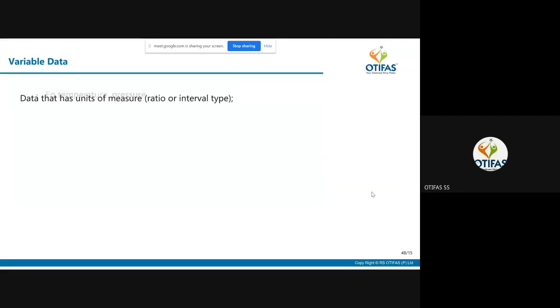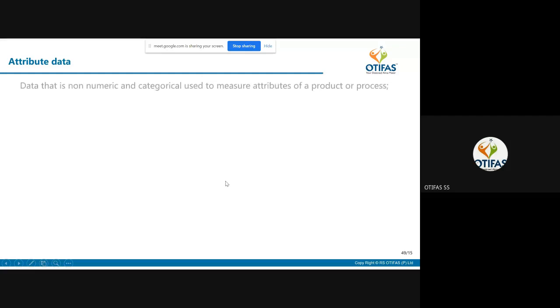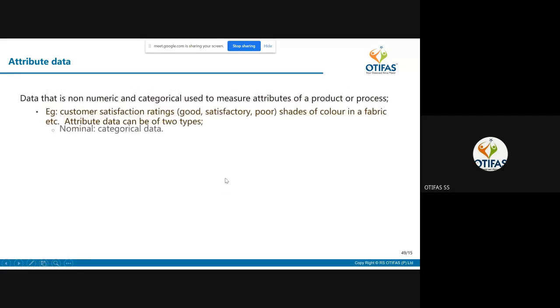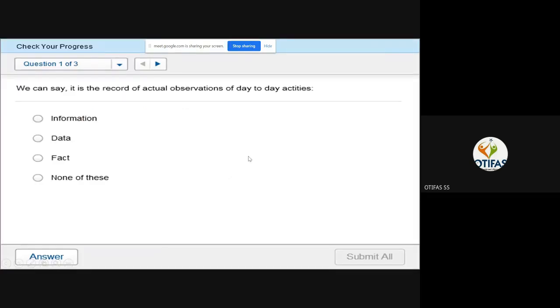Okay, now variable data. So variable data, you understood? There are two kinds of data, continuous and discrete data. This also you understood? You can proceed. Then you also understood attribute data, like nominal, categorical, ordinal, which has a meaningful order. We can say data is a record of actual observation of day-to-day activities. What is it? Data.